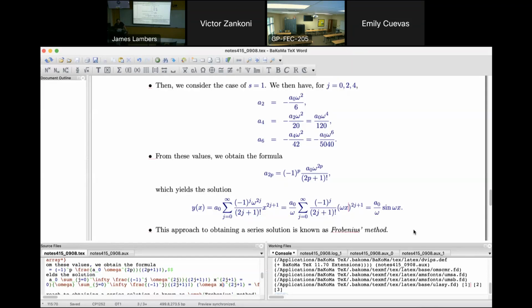And then basically just making sure that all the terms in your power series equation have coefficients that are 0. And that is how you solve for the coefficients AJ in your power series.